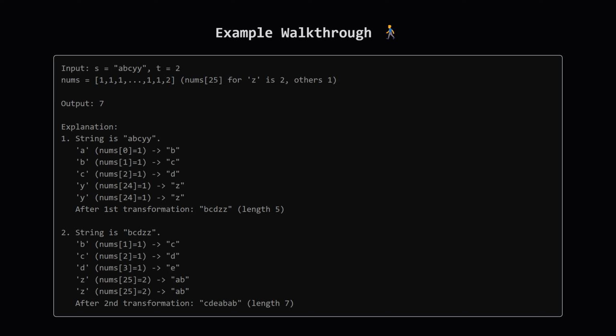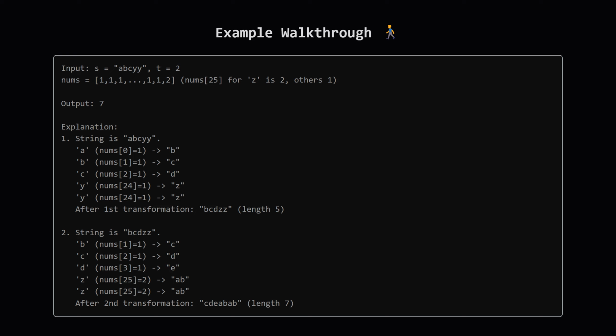First transformation. Each character in the string uses its value, which is 1, so each becomes the next 1 character. Each character uses its value 1 and becomes the next letter, and so on, so each becomes the following letter. After this first round, our string has a length of 5.